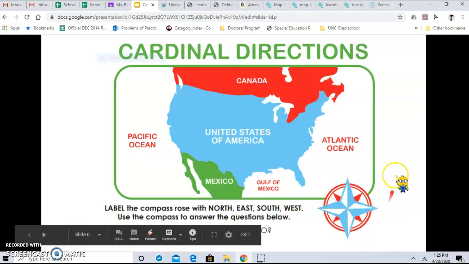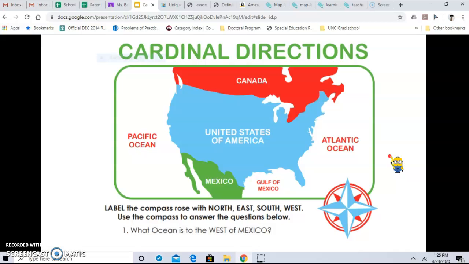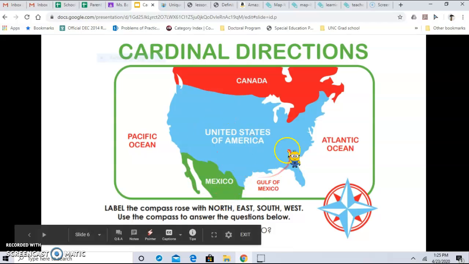I'll give you some practice that won't be too hard. And so we're just focusing on north, south, east, and west. And I will give you an assignment that has the map that you saw on the page before, and we'll ask some questions. I may throw this map in with some questions.